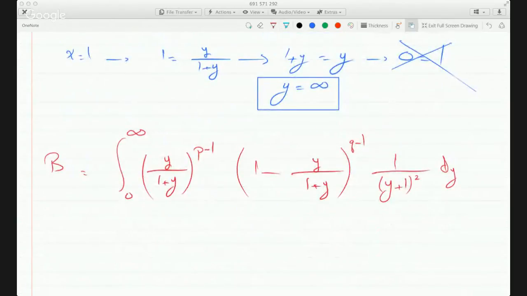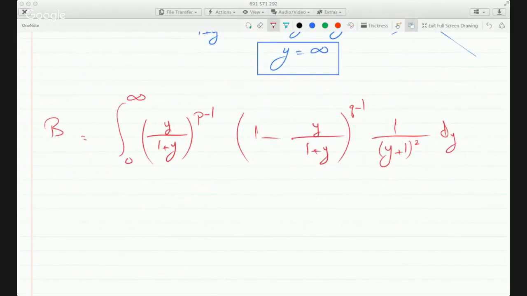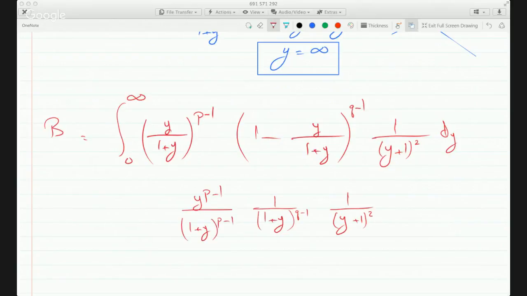And now it's a matter of cleaning this up. So if you take a common denominator here, you will get 1 plus y minus y becomes 1 over 1 plus y. And each one of these is raised to the q minus 1. But 1 to the q minus 1 is 1. And here you have (y + 1) squared. And here you have y to the p minus 1 over (1 + y) to the p minus 1. Okay, this is equal to the beta function.